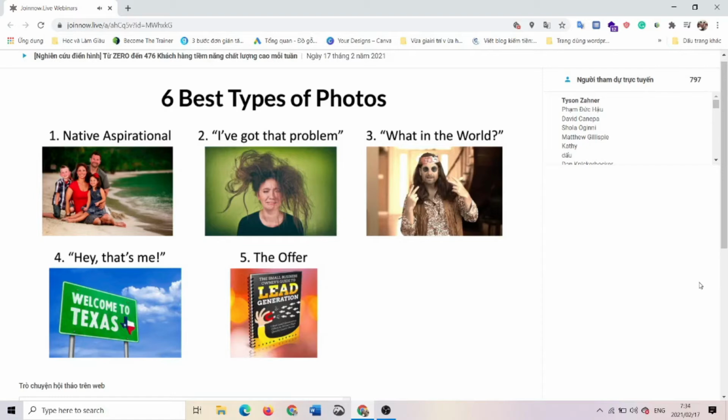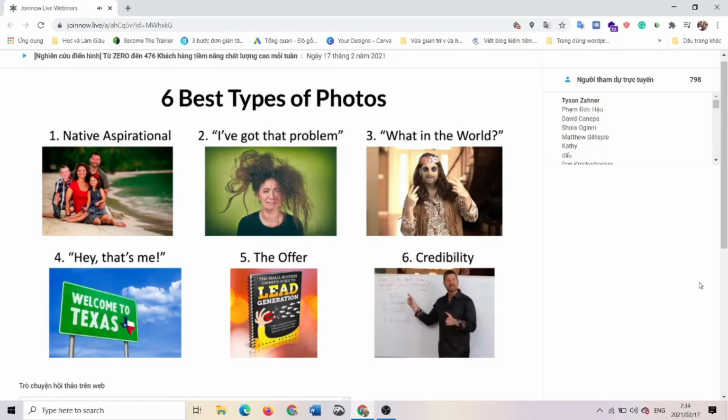The fifth one is just straight up the offer. If you have a way to depict what your thing is that you're offering them, you can just use a picture of the offer. I've done this. It's worked really well, where I gave away the free ebook. I said, hey, if you're having trouble to get leads, download this free ebook. It's totally free. Go grab it now. And I just used a picture of the ebook. And then the last type of photo is what I call credibility photos.